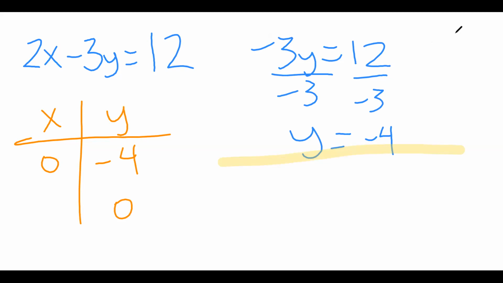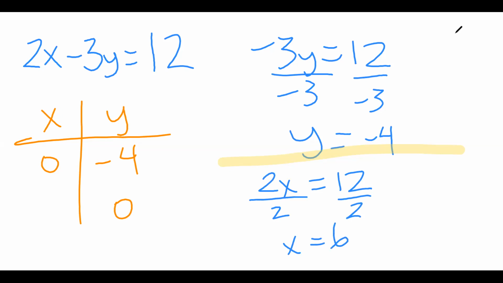Very similarly, that means that we won't have that negative 3y, so we'll just have 2x is equal to 12. Divide both sides by 2. X is equal to 6. So we can go ahead and put that in our table, and then we would just use that to graph. Let me go ahead and show you.